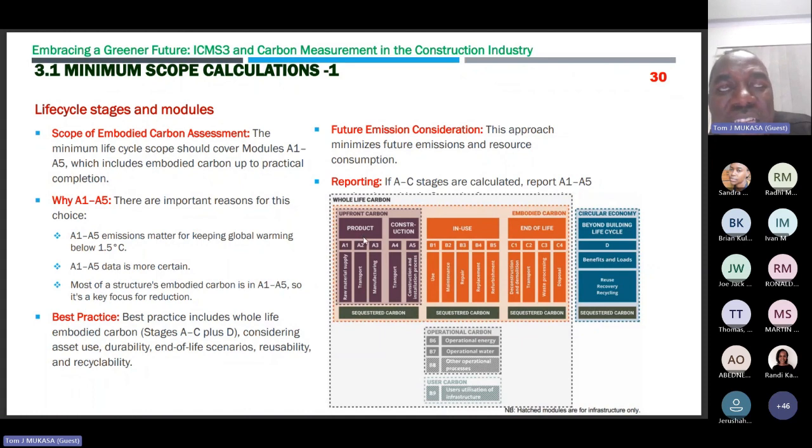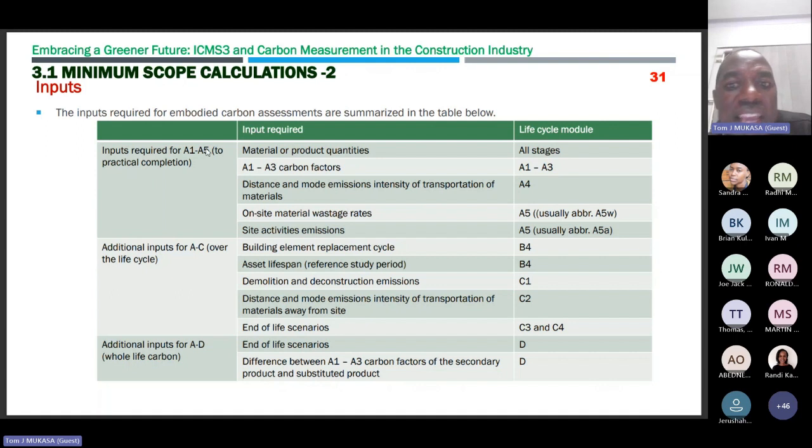And the other reason is that this is the carbon that is going to manifest itself within the next 30 years, up to 2050, where the target is to have net zero by 2050. Therefore, we need to work on it diligently. So I've not talked about these notes. The inputs are what is required when you're looking at these things.